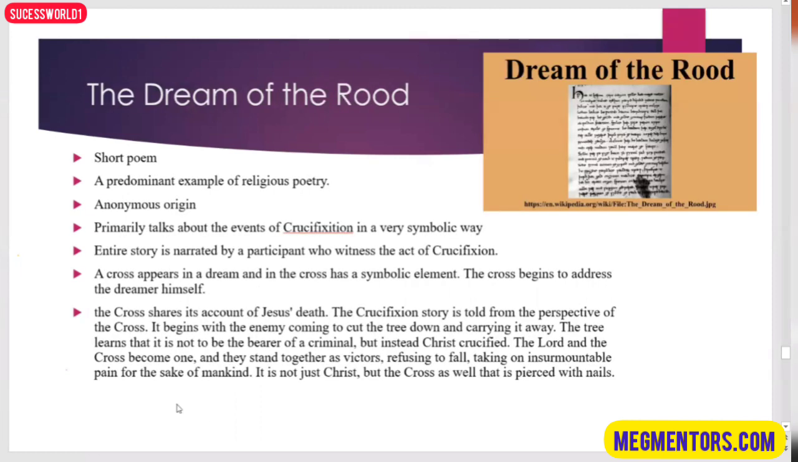So another poem, The Dream of the Rood, right? A rood is the cross. So Dream of the Cross, again a religious poem. It is again a short poem, and it is a predominant example of religious poetry, again of anonymous origin. It primarily talks about events of crucifixion in a very symbolic way. And the entire story is narrated by a participant who witnesses the act of crucifixion. All right, so somebody who has witnessed crucifixion is narrating this poem.